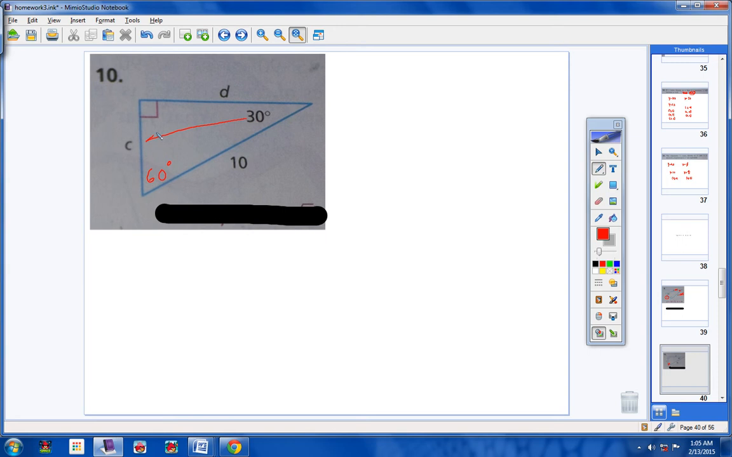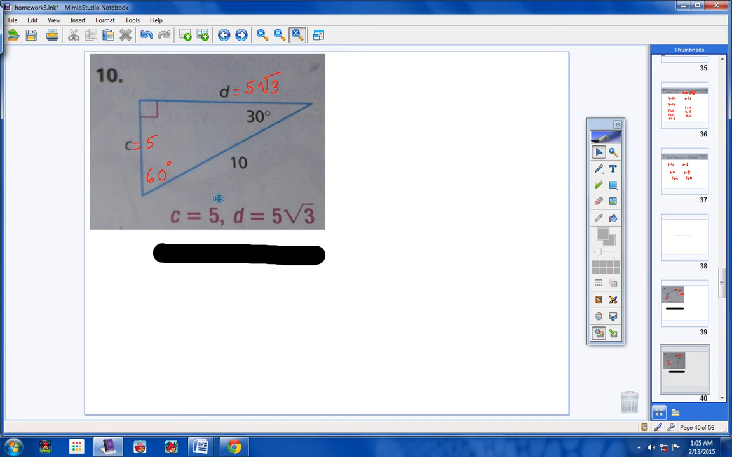Alright, number 10. This is a 30, 60, 90 triangle. Notice we do not know the shorter leg, which is okay, but I do know the hypotenuse. And remember, the hypotenuse is always twice as big as the shorter leg. So I can divide this in half, and I know C equals 5. Now, once I know the shorter leg, I multiply it by the square root of 3, and that'll be the distance of my longer leg. So C is 5, and D is 5 square root of 3.